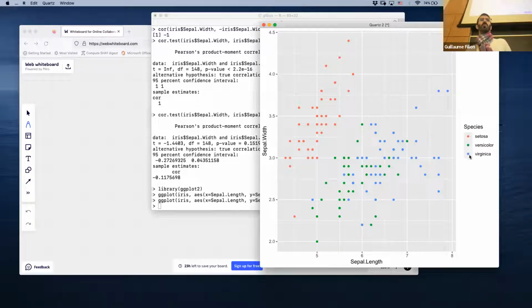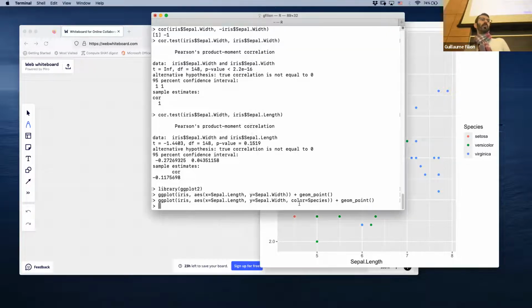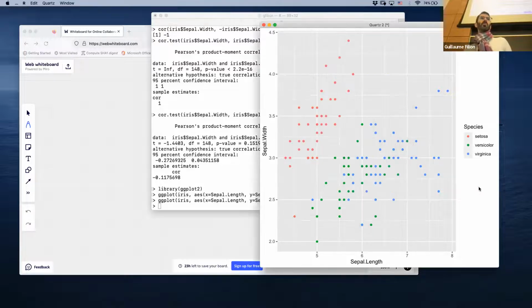First, it chooses 3 colors that are different. That's amazing. And second, it automatically puts there a legend that says this color is that species, this color is that species, and that color is that species here. That does it automatically for us. Just by putting color equals one of the columns of the data set, it does all the hard work for us.